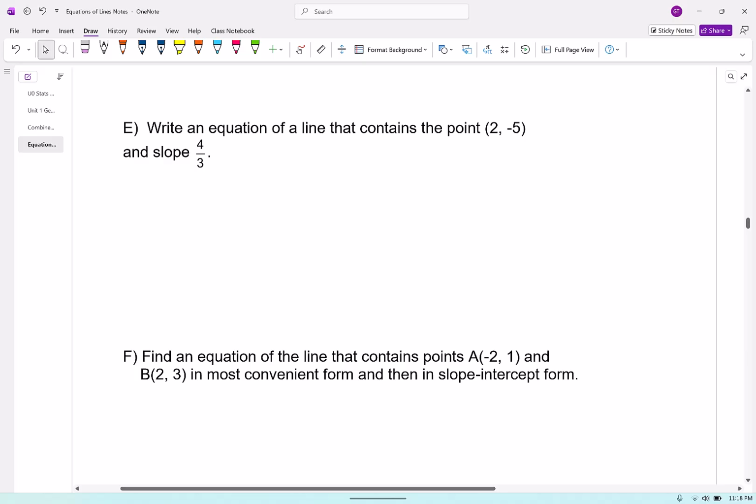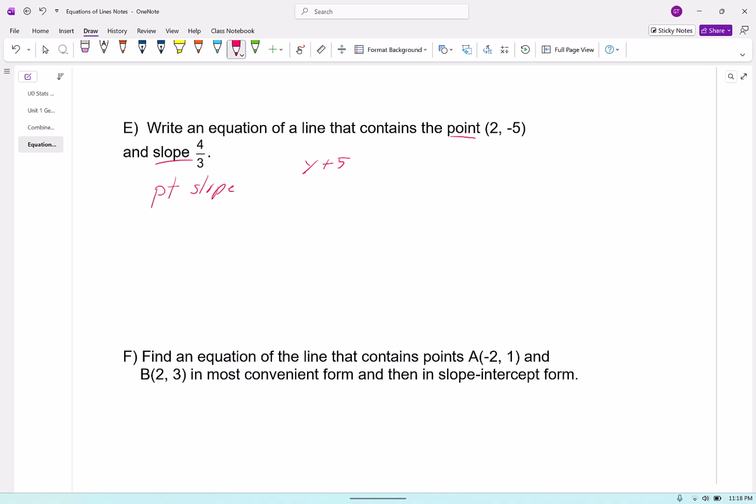Okay, so write an equation of a line that contains the point and the slope. Okay, which should I start with? Got each of those, so it's going to be the point slope. So I'm going to have y plus 5, because it's minus negative 5, equals 4/3 x minus 2. Okay, that is the point slope form.